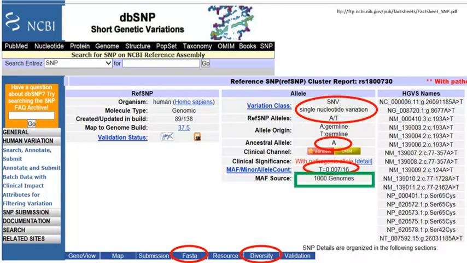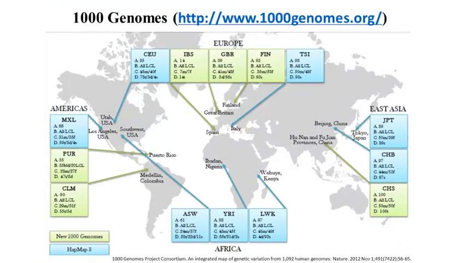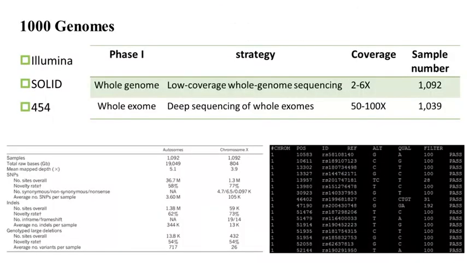You may have noticed here that this variation was contributed by the 1000 Genomes Project. The 1000 Genomes Project was launched in January 2008 as an international research effort to establish the most detailed catalog of human genetic variations. In October 2012, the genome sequences of 1,092 healthy individuals from all around the world were announced in a Nature publication and made freely available to the public.